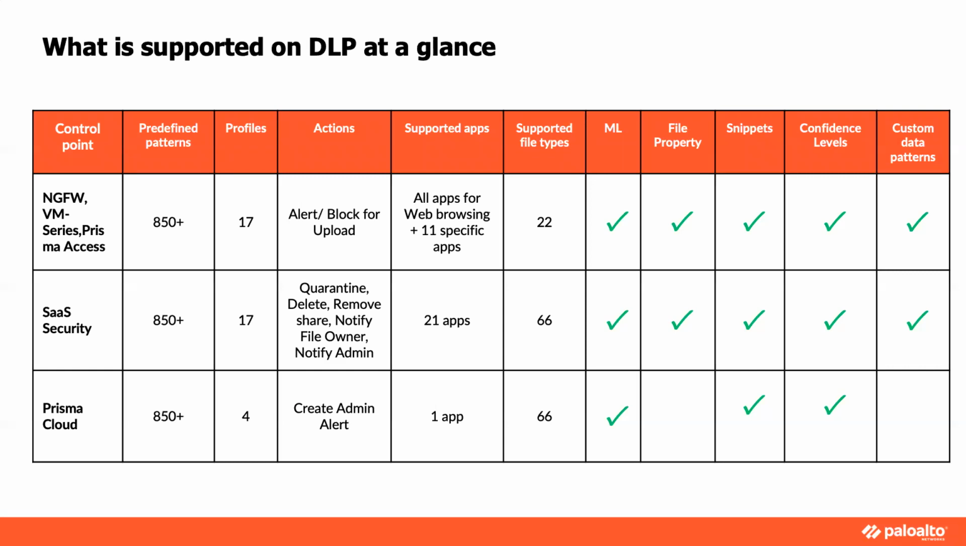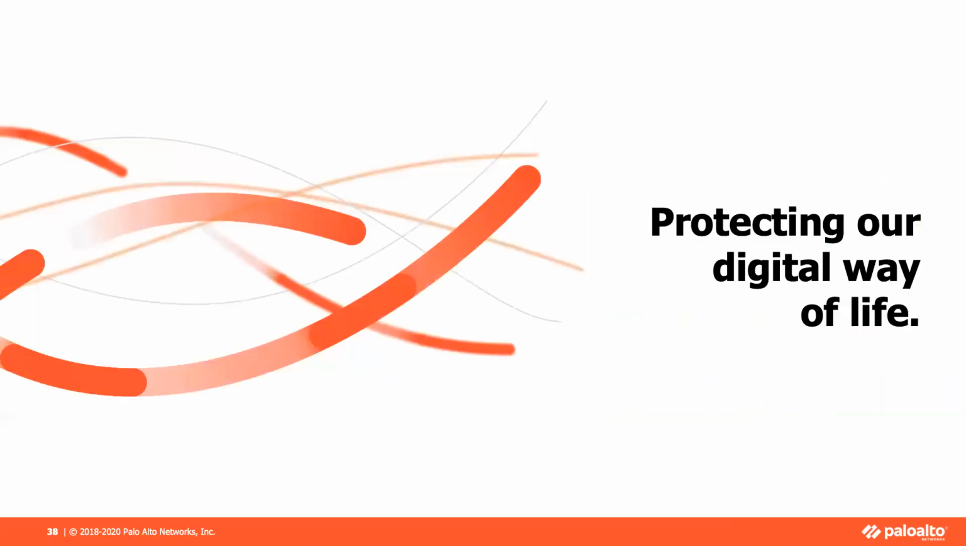The ability to give you different confidence levels and the ability to use custom data patterns, which isn't available in all of our products, but basically the next generation firewalls and Prisma Access give you the full complement of all of our stuff. And that is an overview of IoT protection and DLP protection with Prisma Access.